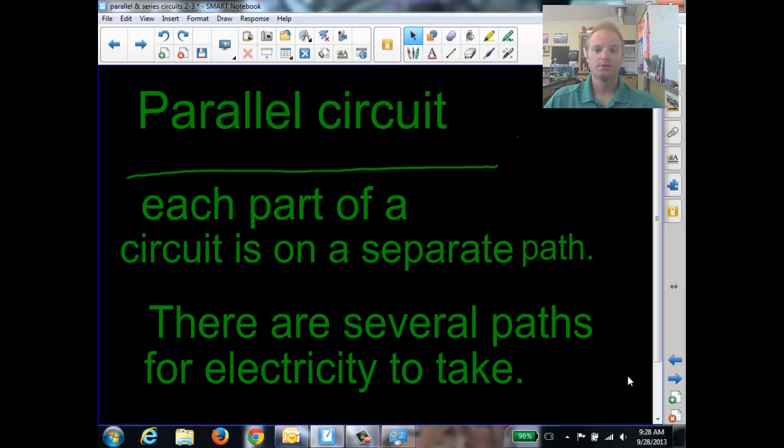Your homes, anywhere you go that has electricity, typically are run on parallel circuits. Very few homes are run on series circuits. You might remember Christmas tree lights run on series circuits. You break one and the whole thing goes out. Now, let's try to make a few of these circuits.